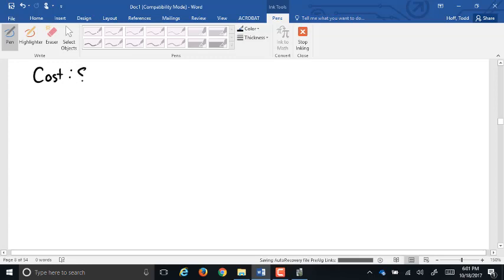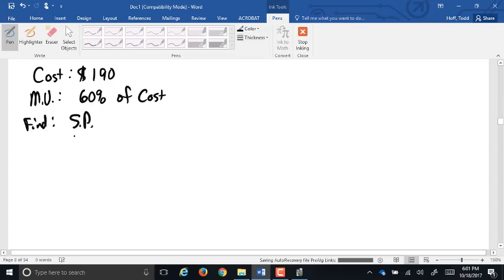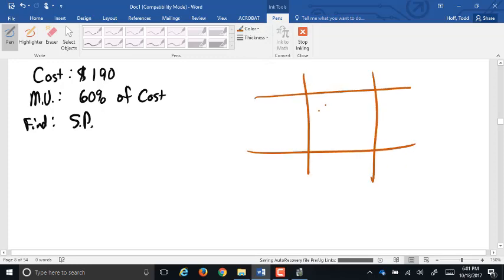Let's say we have a product whose cost is $190. The markup is 60% of cost. Find the selling price. Cost plus markup equals selling price.